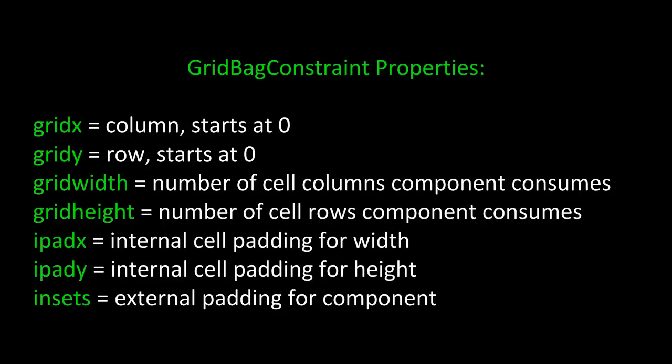Here's a description of some of the GridBagConstraints properties. GridX is the column, and it starts at 0. GridY is the row, and that starts at 0. GridWidth is the number of cell columns a component consumes. GridHeight is the number of cell rows a component consumes. IPadX is the internal cell padding for width. IPadY is the internal cell padding for height. And insets is the external padding for each component.